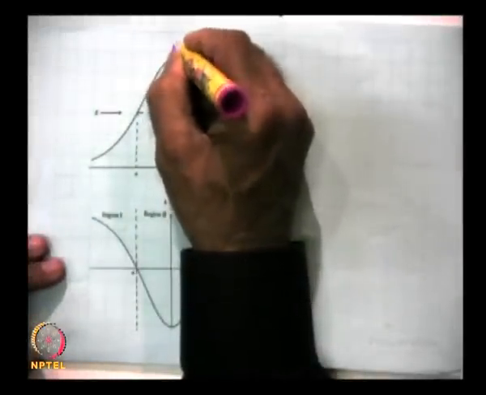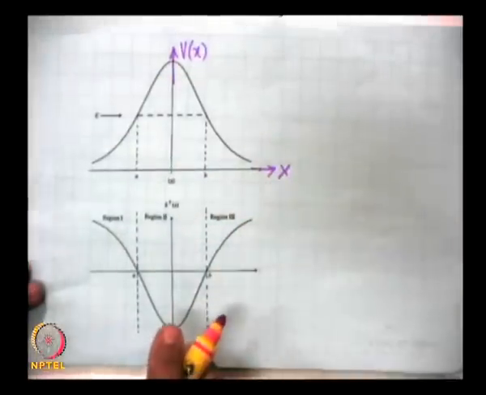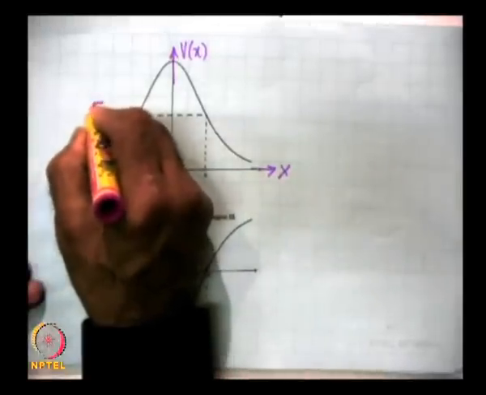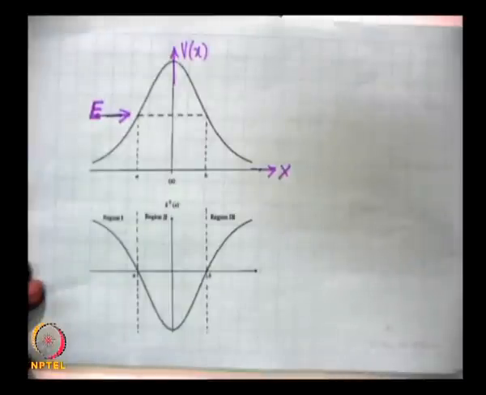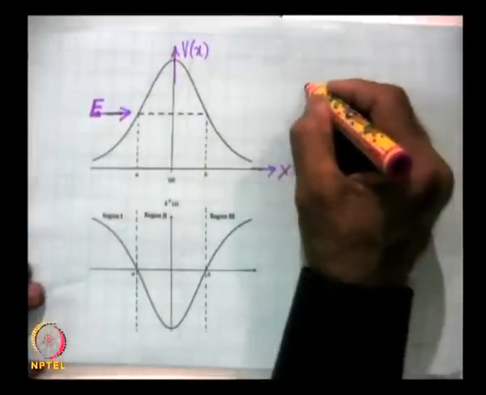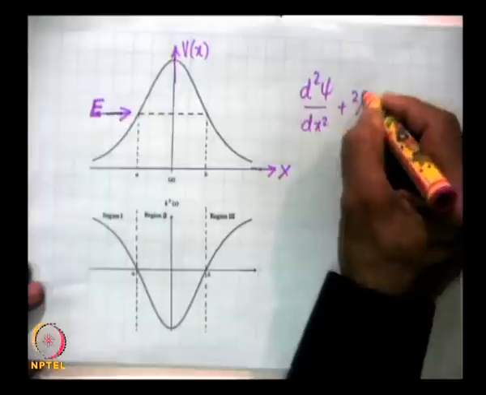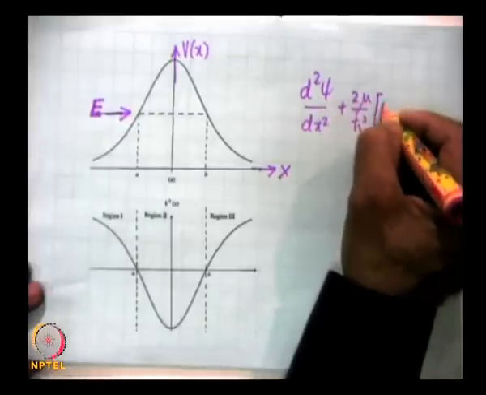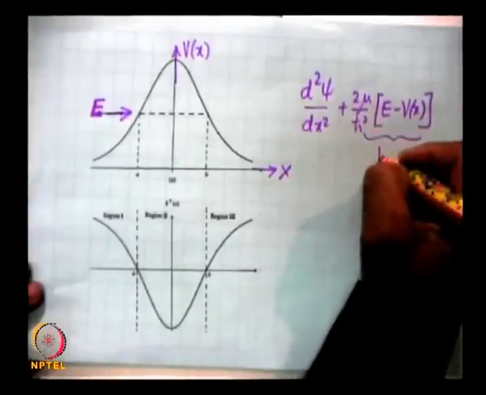So, what we are planning to do is this: this is the potential energy variation V of x as a function of x, and here is a particle of energy E which is incident from the left on the potential. So, I want to solve the Schrodinger equation d2 psi by dx square plus 2 mu by h cross square, E minus V of x, psi of x. This is my k square of x.